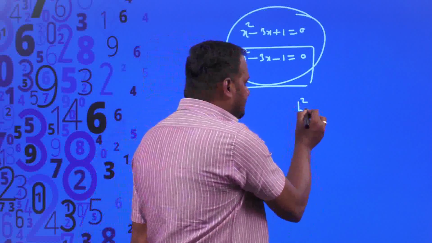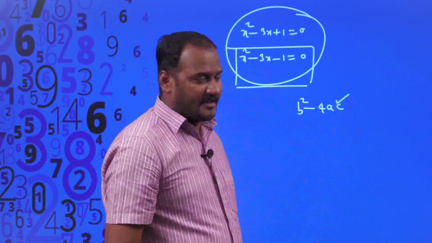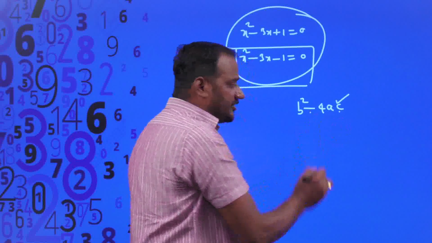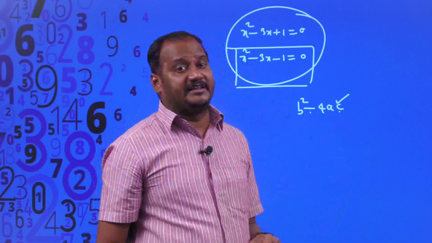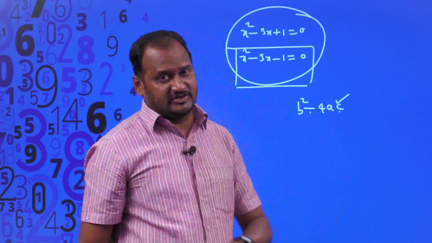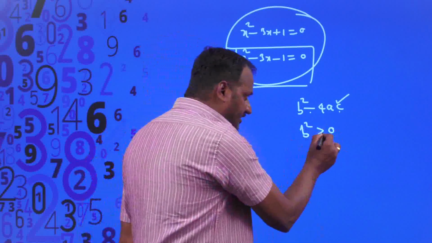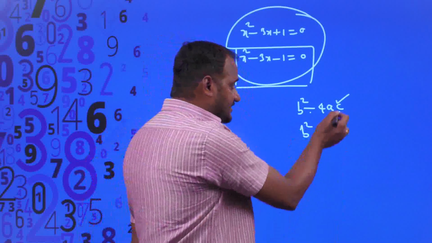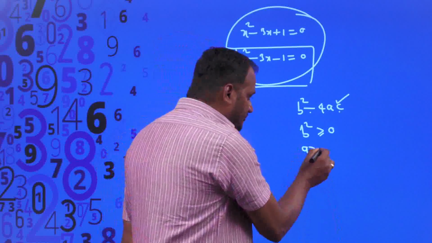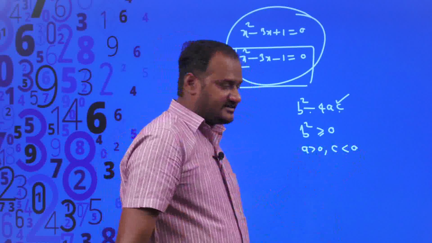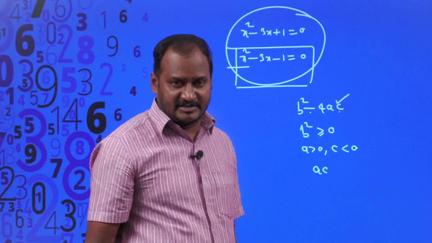In b square minus 4ac, if the sign of c is negative, then negative into negative is going to be positive. b is any real number, and the square of any real number is positive, otherwise 0. So there is no negativity in that. Therefore, b square is always greater than or equal to 0. As well as a is positive according to the given quadratic equation, and c is negative. If a is positive and c is negative, then what about a into c? Positive into negative is obviously negative.